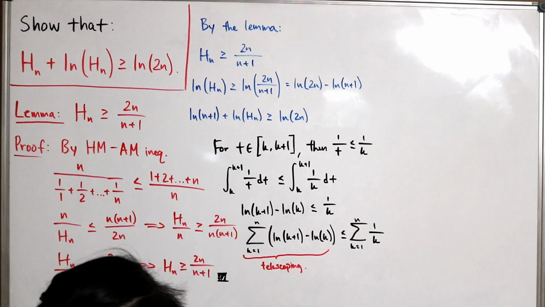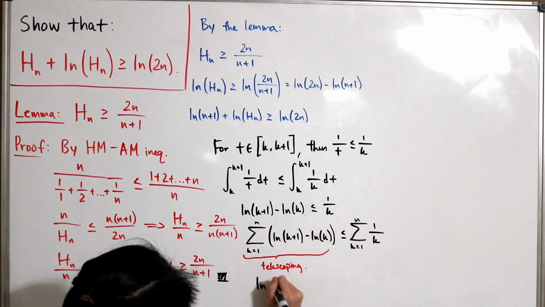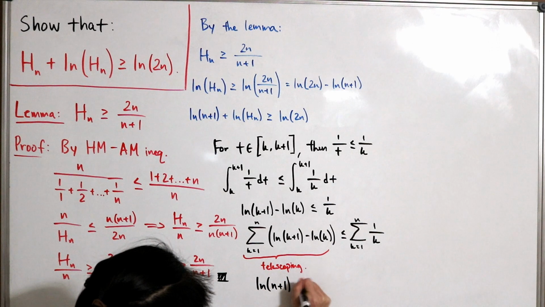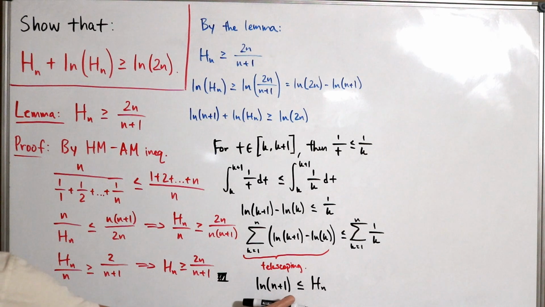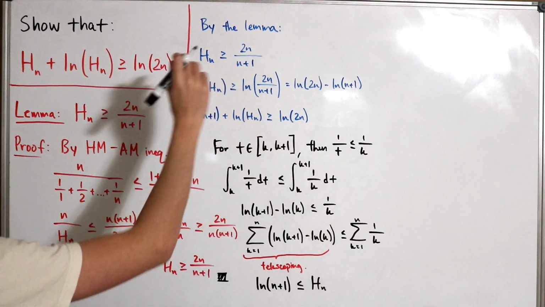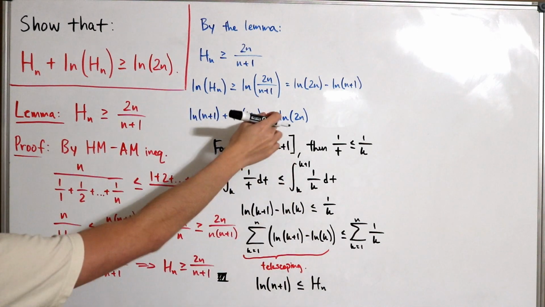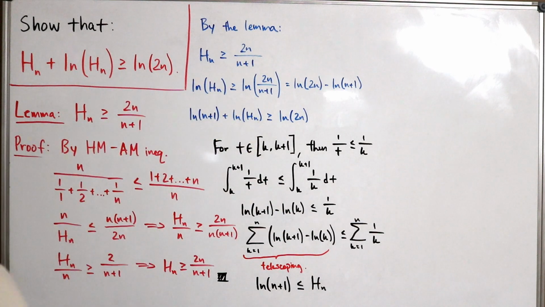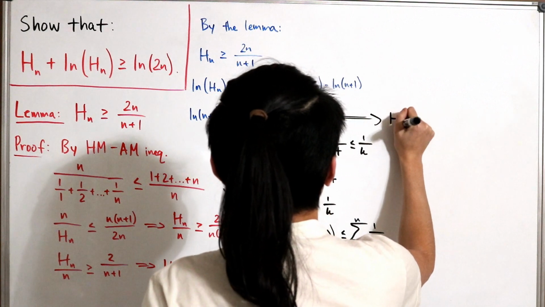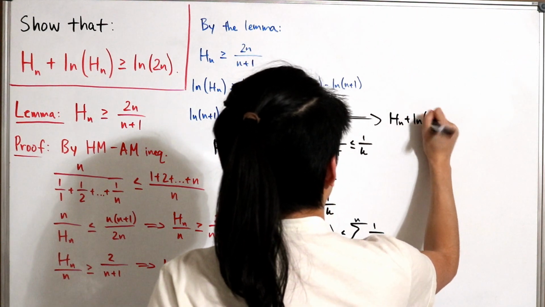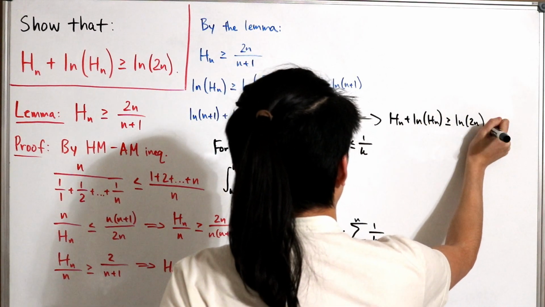And so therefore we can say that indeed this is just ln of n plus 1, which is less than or equal to h sub n. With this inequality, we can do the substitution and replace ln of n plus 1 with h sub n, since it falls under that inequality. So it's still bigger than the others, which is okay. Now we have h sub n plus ln of h sub n, which is greater than or equal to ln of 2n.